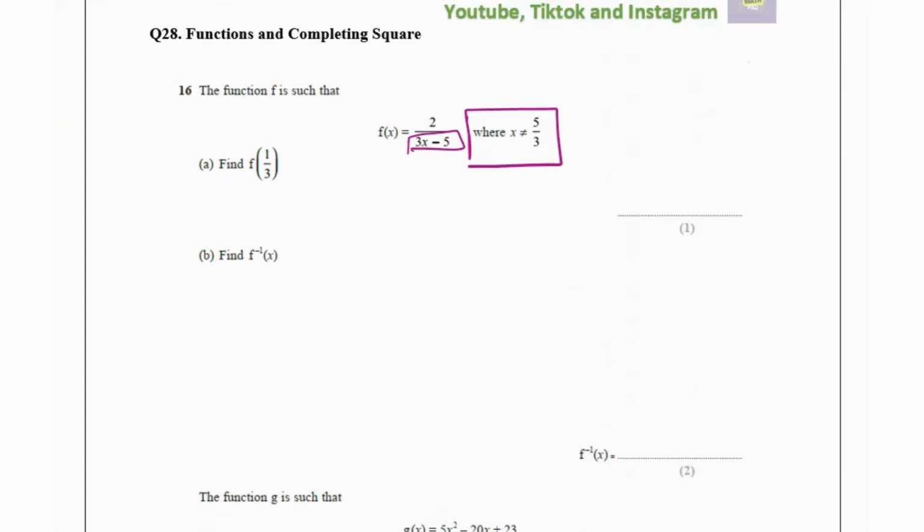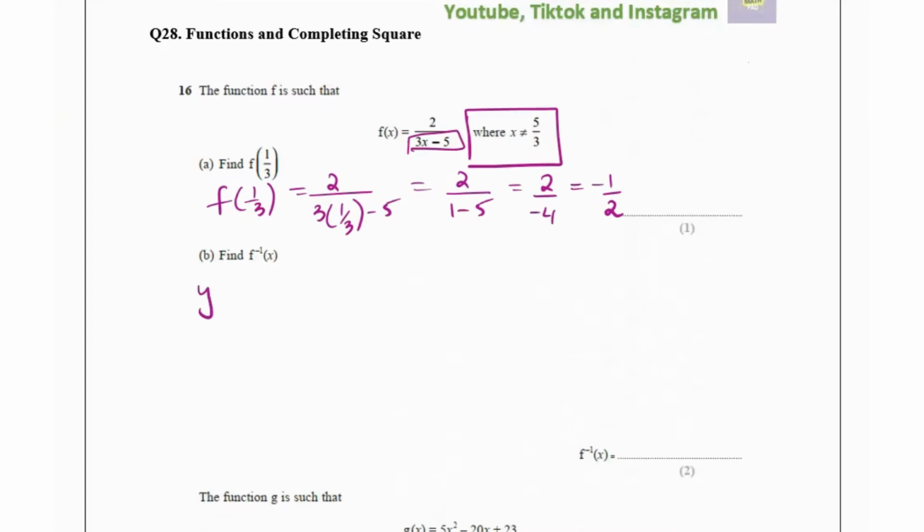So back to the question, we have to find f of 1 over 3. So you just replace x with 1 over 3 and solve your equation. So that's going to be 2 over 1 minus 5, 2 over negative 4, and that is negative 1 over 2. Simple as that.